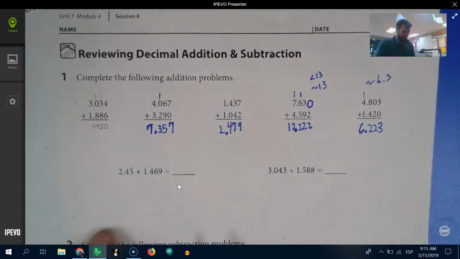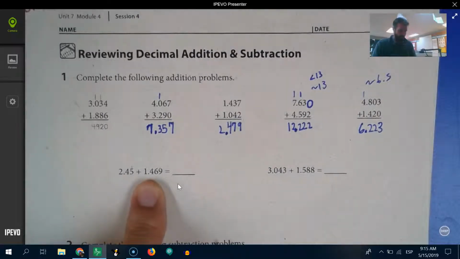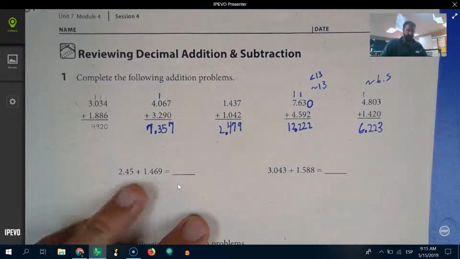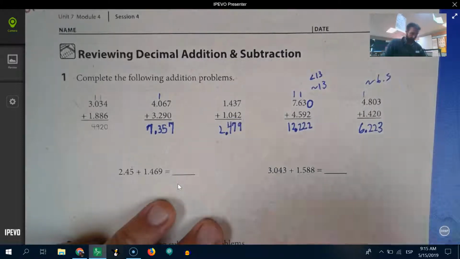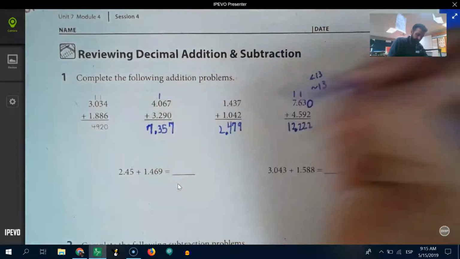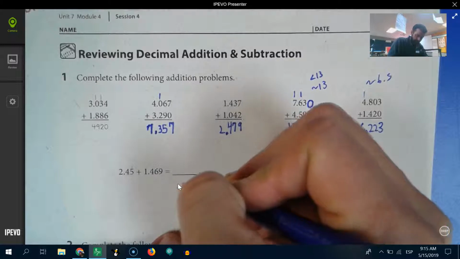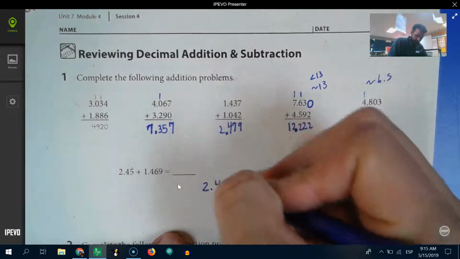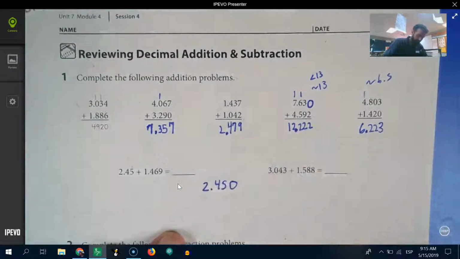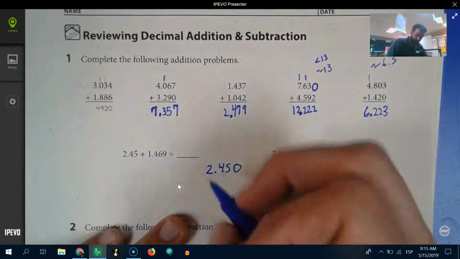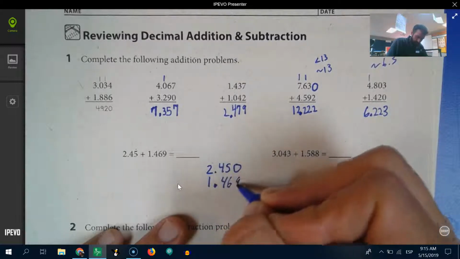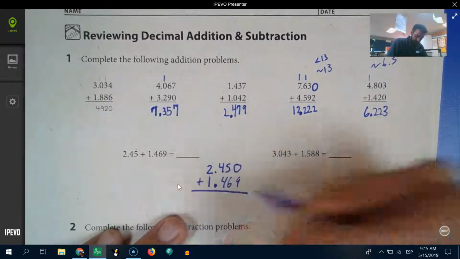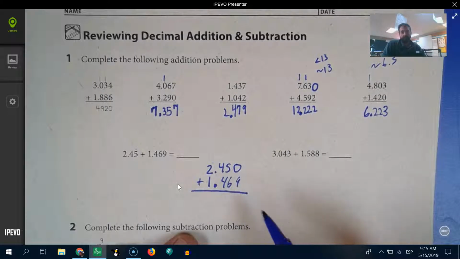All right, so we have 2 and 45 hundredths plus 1 and 469 thousandths. Do I want to make any changes? Doesn't look like anything too particular would help me out. So I'm just going to line this up. So I have 2 and 45 hundredths. I'm going to make it 450 thousandths. 1 and 469 thousandths. So again, if you lined it up, hopefully you lined it up correctly.